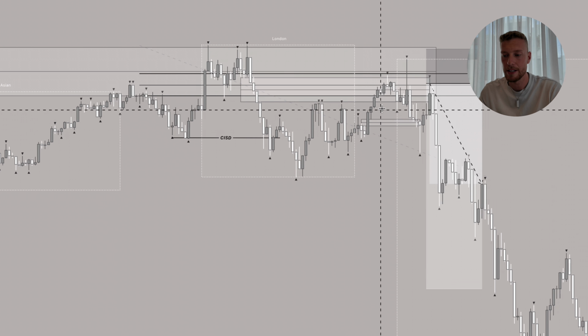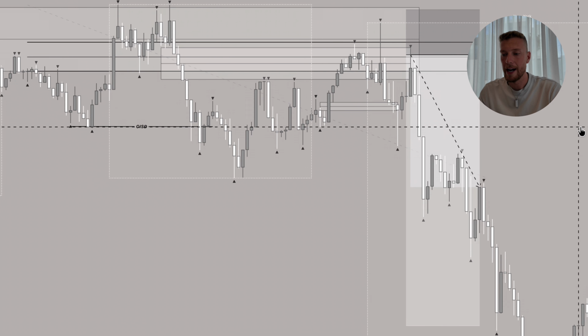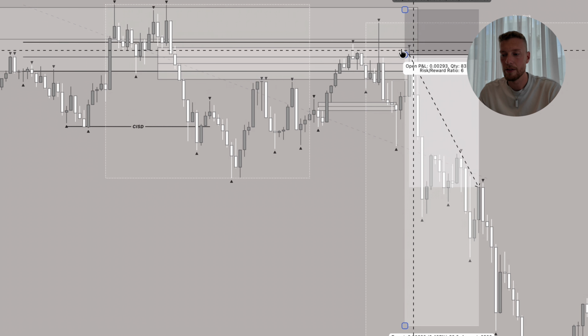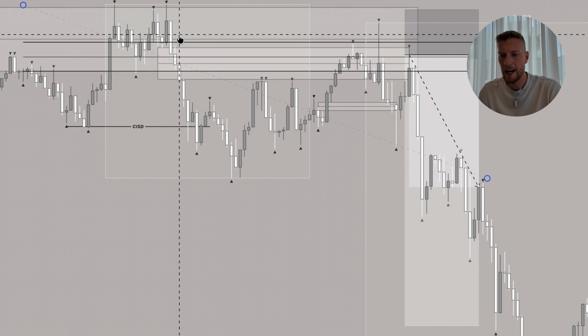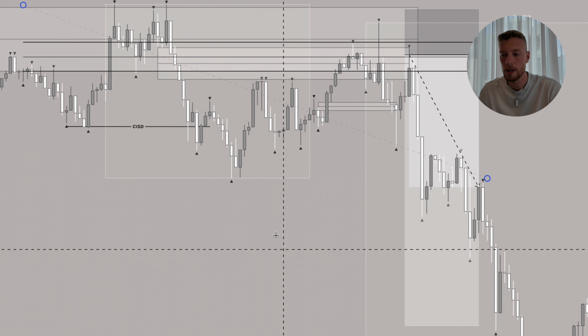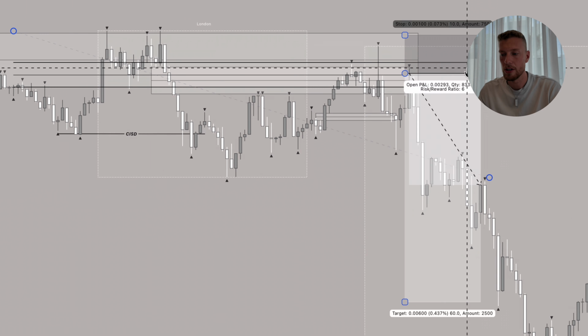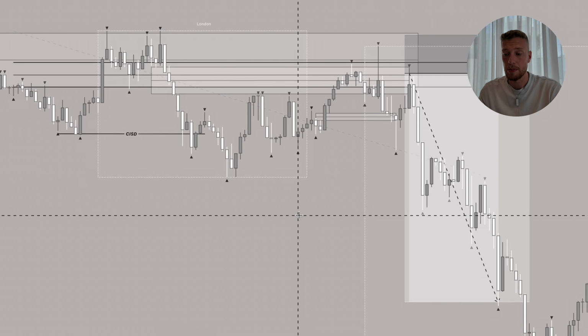We were kind of rejecting this area. We tapped into the fair value gap again, and then I drew my fib leg from the high to the low of this leg because it was the one that shifted structure, and I waited for a tap into the 0.7, and this entry actually ran me 60 pips.